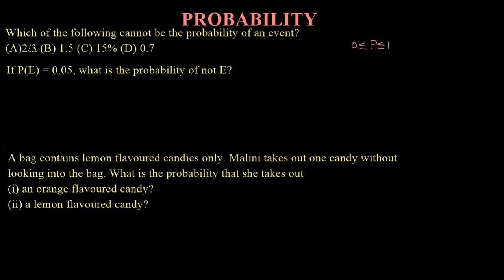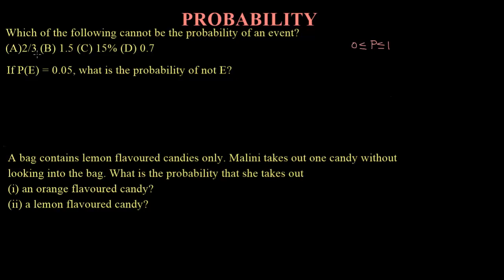If you divide, you will get a smaller number, 0 point some number, right? So 0 point some number belongs to probability, because probability starts from 0. So it is greater than 0, so this can be a probability. Then 1.5. 1.5 is greater than 1, right?